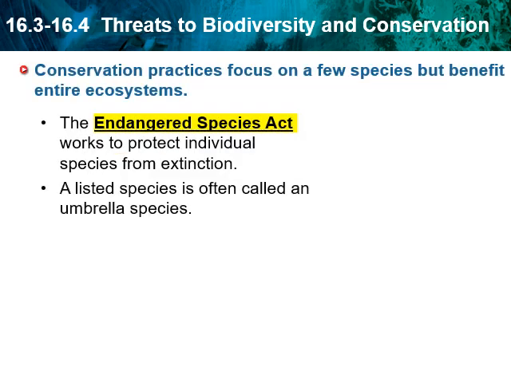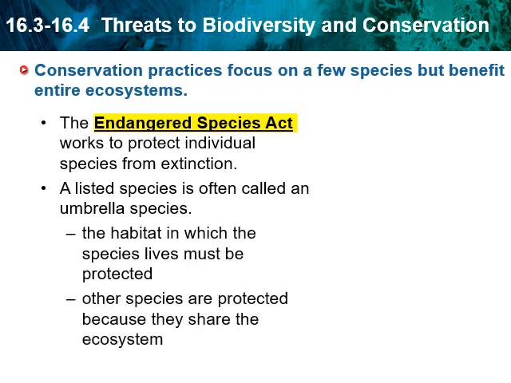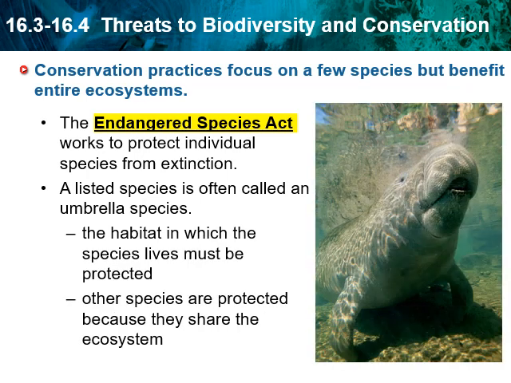So conservation practices focus on a few species but benefit those entire ecosystems. The Endangered Species Act works to protect individual species from extinction. And listed species are often called an umbrella species because a lot of things can fall underneath it, where if they go extinct, they're going to affect a lot of other organisms. And once they become protected, a lot of things that they live in or what they do, their actual ecosystems are protected.